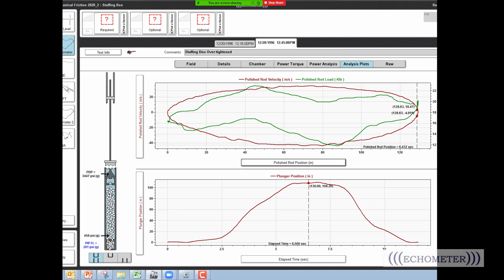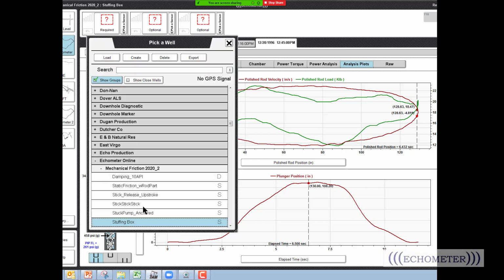Now I'm going to pick another well. Does anybody want me to look at a particular well? We still have some time. I've got 20 minutes. So the one I want to show you is, let's see, I think it's stick release upstroke.